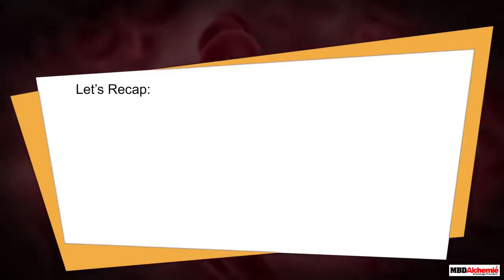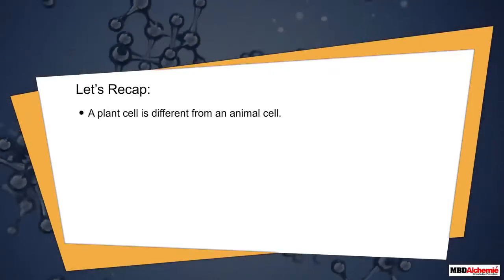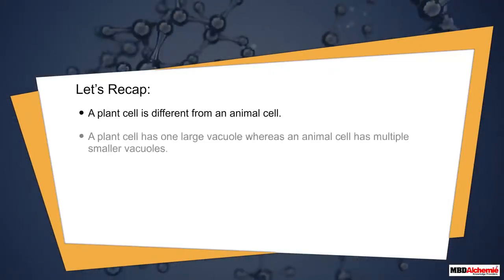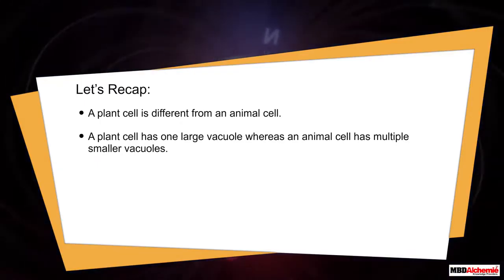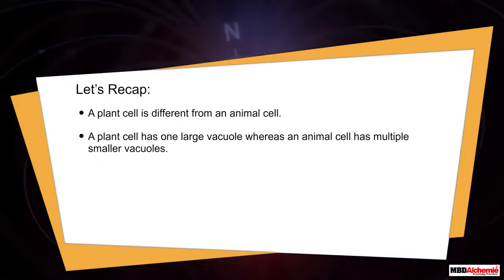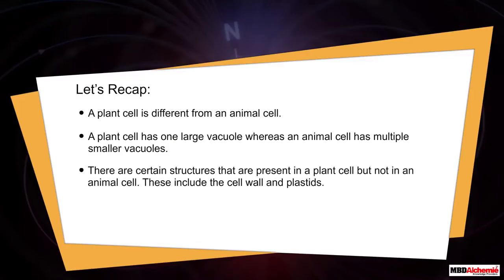Let's recap. A plant cell is different from an animal cell. A plant cell has one large vacuole, whereas an animal cell has multiple smaller vacuoles. There are certain structures that are present in a plant cell but not in an animal cell. These include the cell wall and plastids.